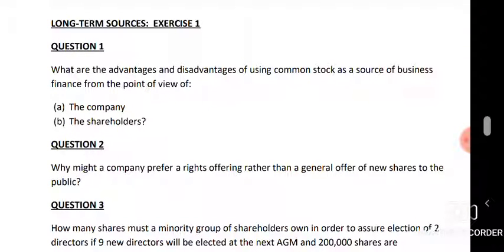So this is the question that was done today at the Zika tutorial, long-term sources of funds. Okay, so we're looking at that document that was shared earlier on in the group. I'm sure you find it. So question 1 and 2, we said this was theoretical. If anything, it's more of the advantages and disadvantages of using common stock.